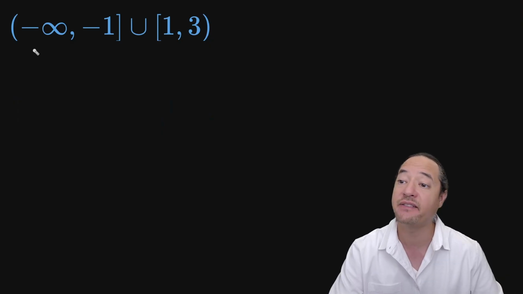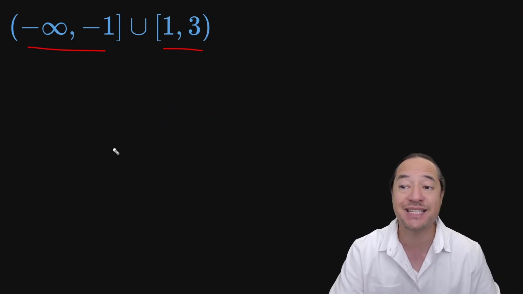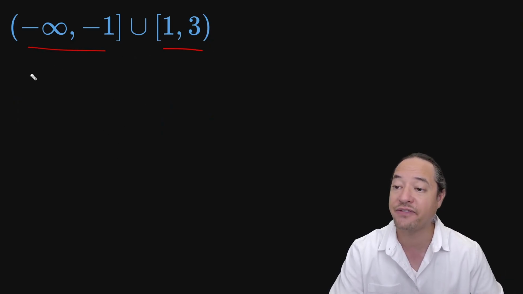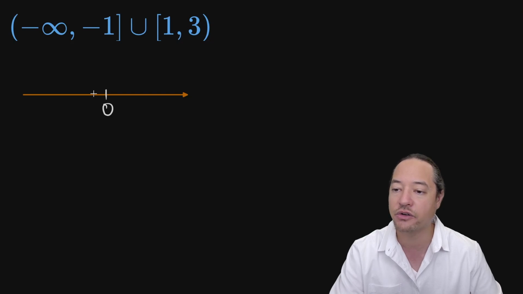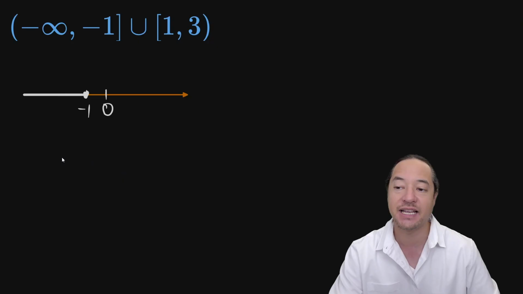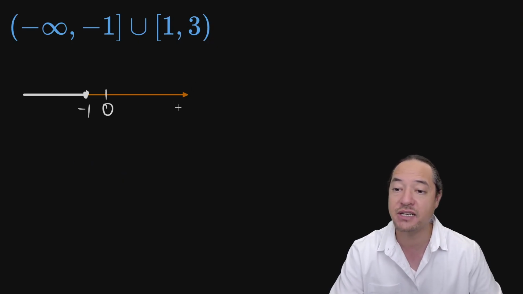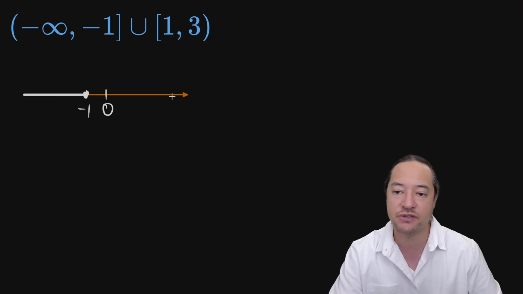So here we have the union of these two sets. Let's try and represent them graphically first. So on the real number line, the first one is going from -infinity to -1. Okay, so let me just mark out the origin here, and here is -1. So this is going to be a closed boundary on -1, and then we're going to go all the way to -infinity, something like that. Okay, so this is going to represent my first interval.